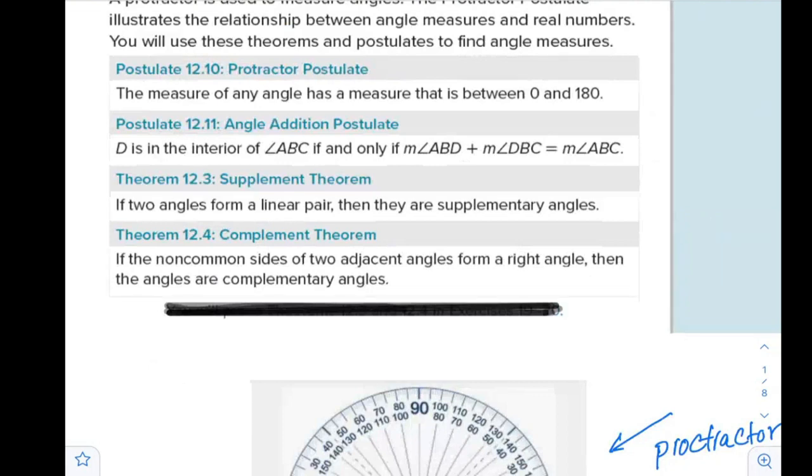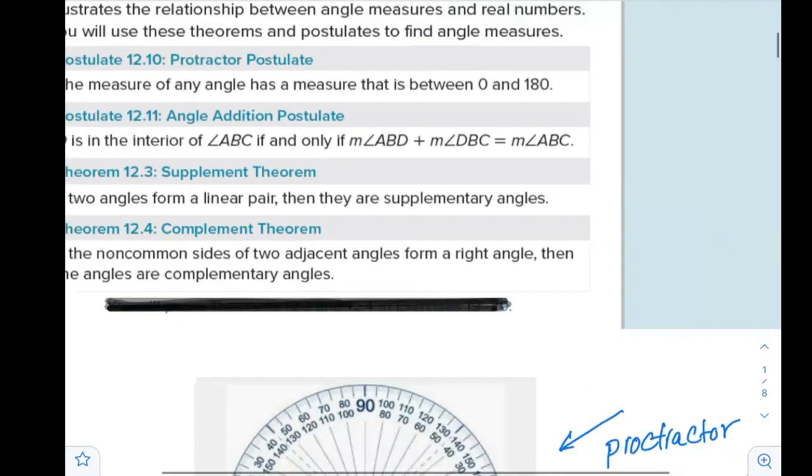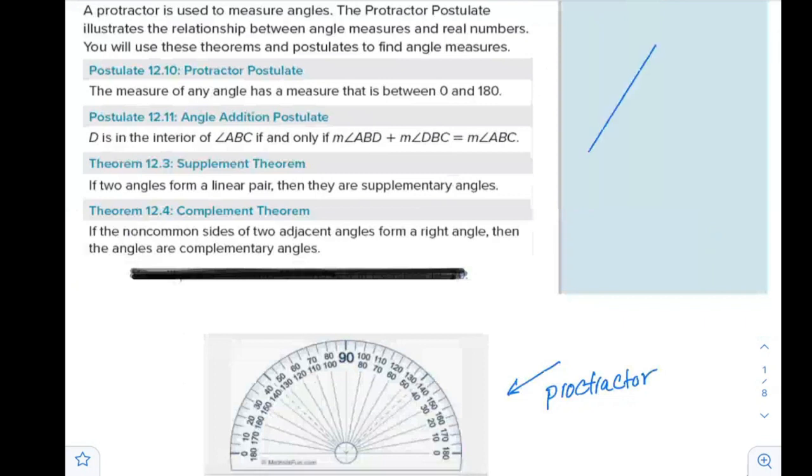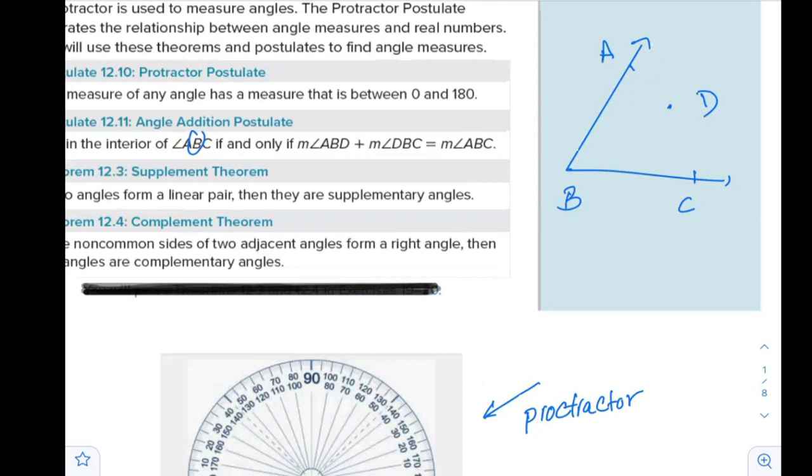The other one is the angle addition postulate. If D is in the interior of angle ABC, assuming that we have an angle ABC, this is A, this is B, C. Since B is in the middle, B is the vertex of the angle, and D is somewhere in the interior of this angle. So the measure of angle ABD, which is this one, plus DBC, which is this one, will lead definitely to the total one, which is ABC. And this is called the angle addition postulate.